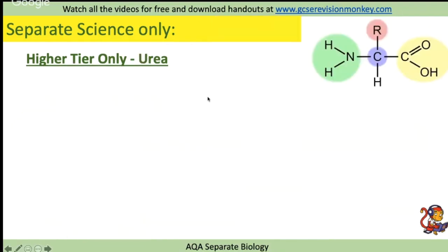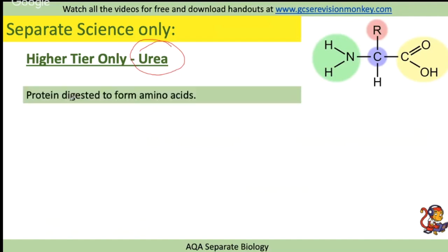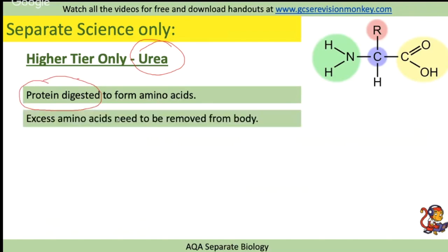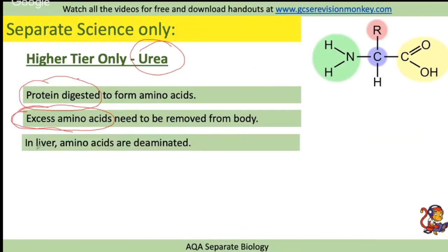Linking with the kidney still is the waste product urea, which is removed by the kidneys in the filtration process. And the urea is formed from protein digestion. So linking back to paper 1, when proteins are digested, they form amino acids. And too many amino acids, any ones that are in excess that we're not using for growth in our body, need to be removed. And this process happens in the liver.